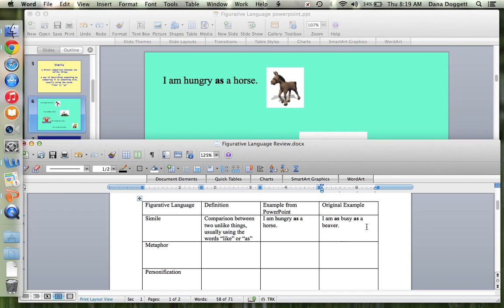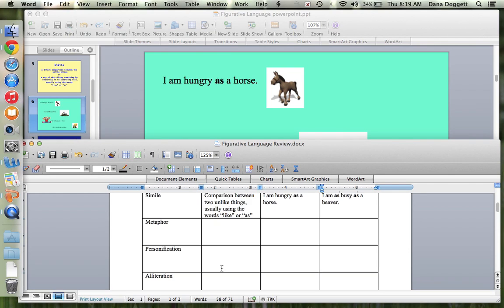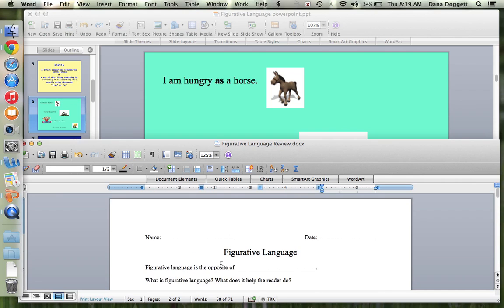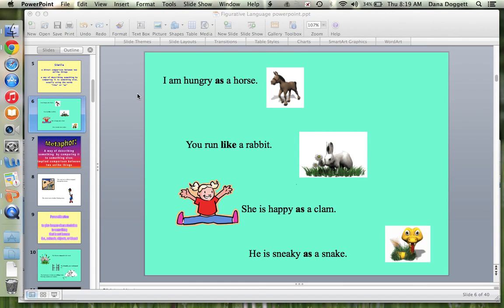Once you've done all those things, you're ready to move on to the next type of figurative language. So I'll do that on the PowerPoint. That just lets you know what I want you to do as you fill out the chart. So let me go ahead and move on.